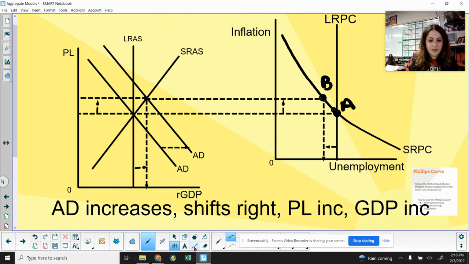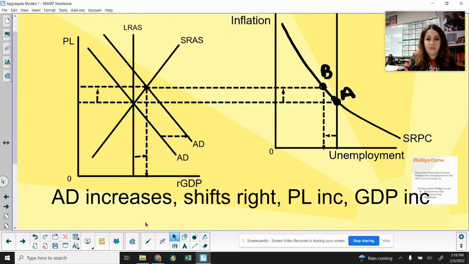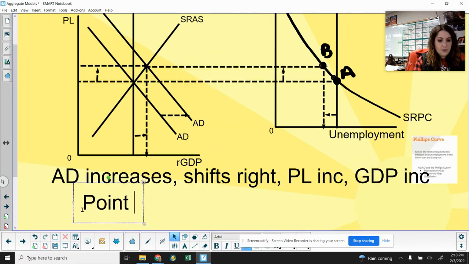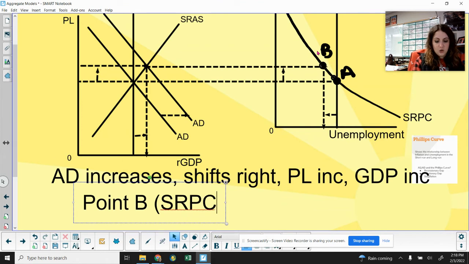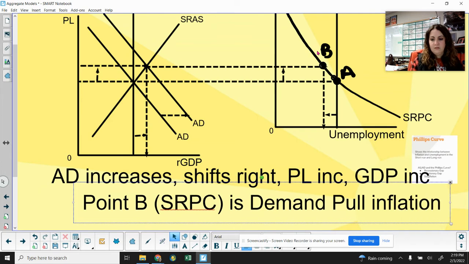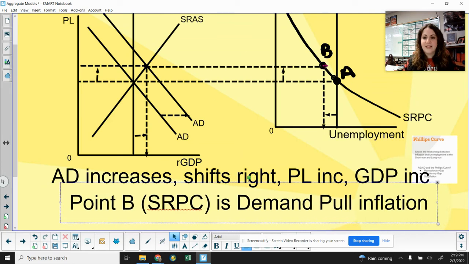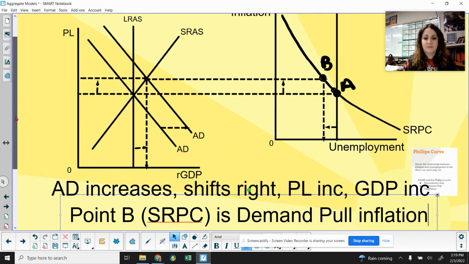So remember, this rightward shift of aggregate demand is going to create a demand-pull inflationary gap, and point B on the short run Phillips curve, like right there that you see on the screen, point B on the SRPC is demand-pull inflation. Going from A to B is how you illustrate demand-pull inflation. So a rightward shift of aggregate demand creates an upwards movement on the short run Phillips curve.